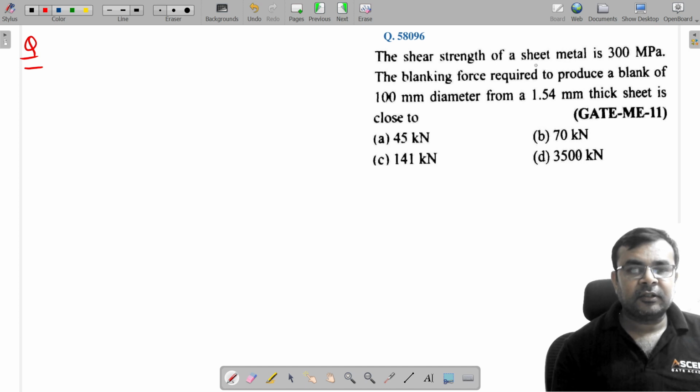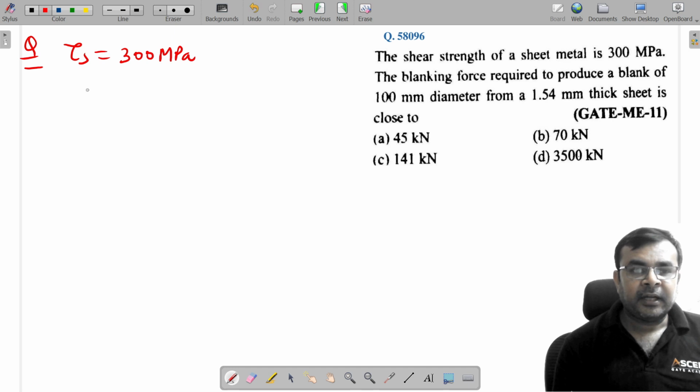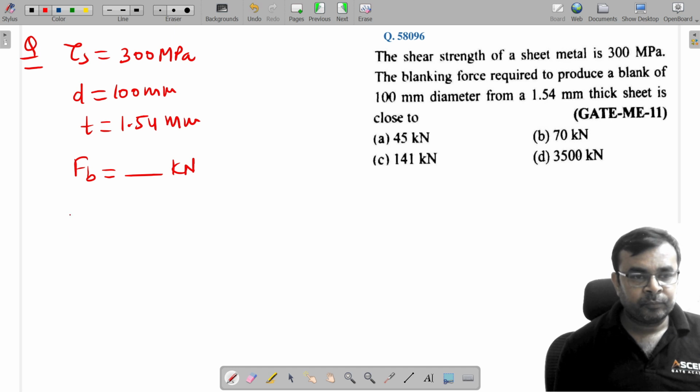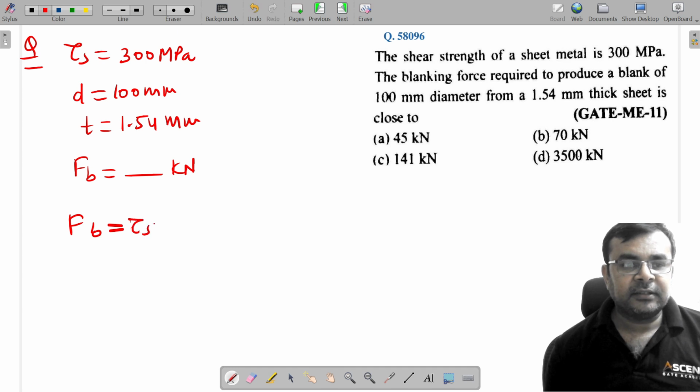Next, the shear strength of sheet metal is 300 megapascal. The blanking force required to produce a blank of 100 mm diameter and 1.5 mm sheet thickness is close to. So once again you can see here tau s is given, that is 300 megapascal. So diameter of the blank is 100 mm and the sheet thickness is 1.5 mm. Correct? So here we need to calculate the blanking force required, that is FP in kilonewton.